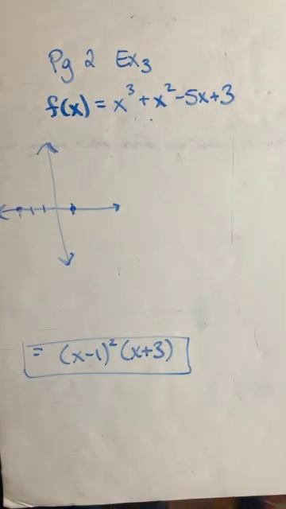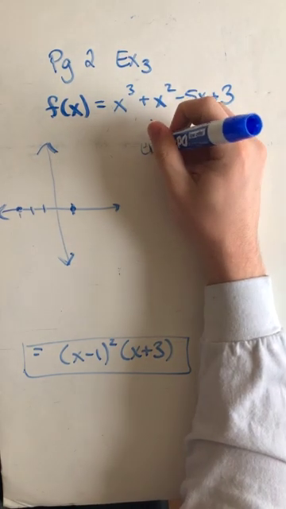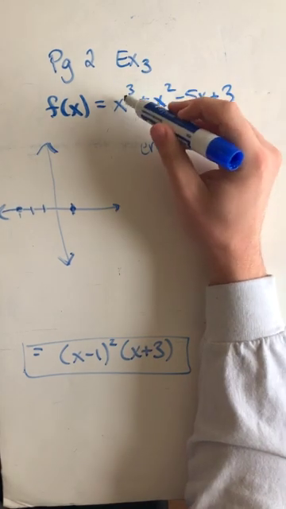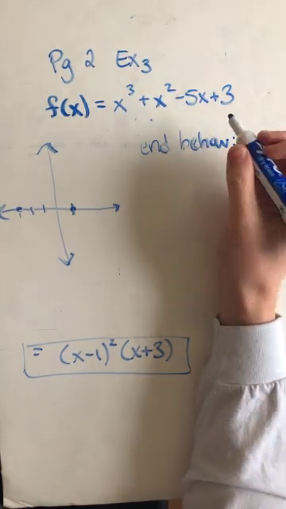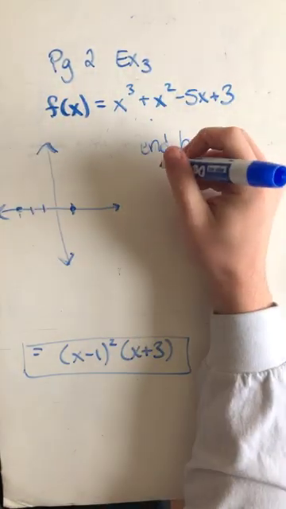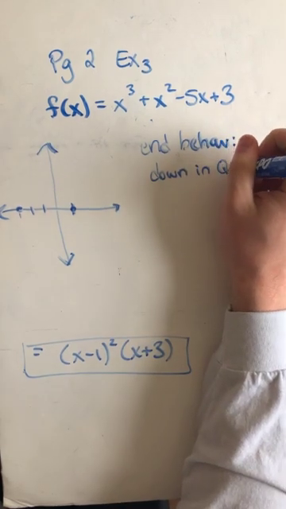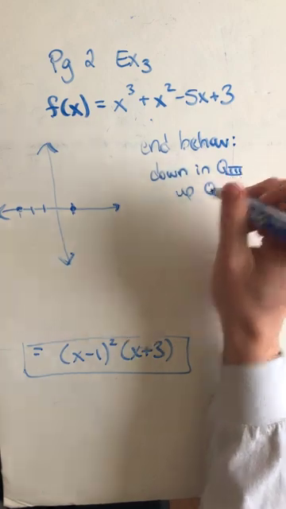And -3 has a multiplicity of 1, so it's just going to go directly through. When it comes to end behavior in this question, that is dealing with x to the 3, right? So I'm going to have an odd degree, which either goes down in 3 and up in 1, or vice versa. The leading coefficient is positive, so I'm going down in quadrant 3, up in quadrant 1.